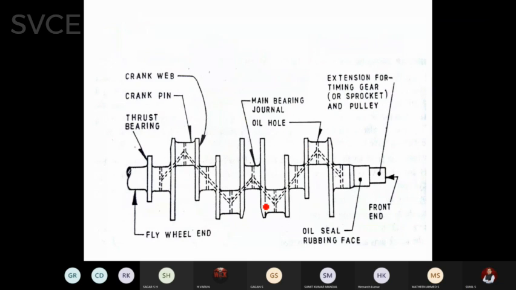So we have the main journal bearing and thrust bearings will be there. So this is called the front end, and this is the rear end. At the rear end, the flywheel will be mounted, and there will be oil sealing, so that whatever oil is there in this casing should not escape out. So there will be a sealing.